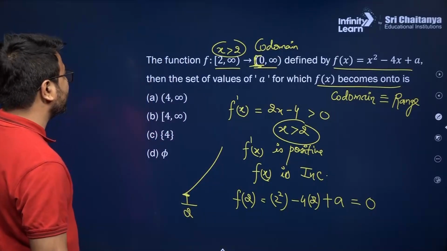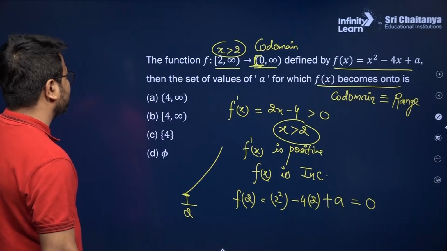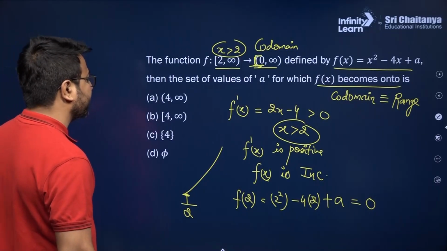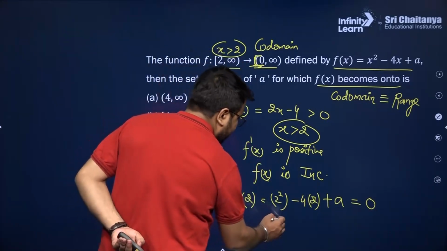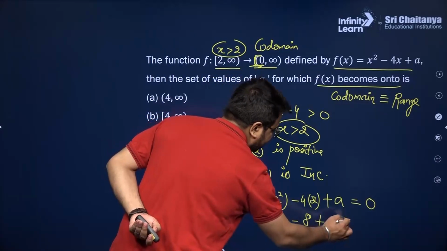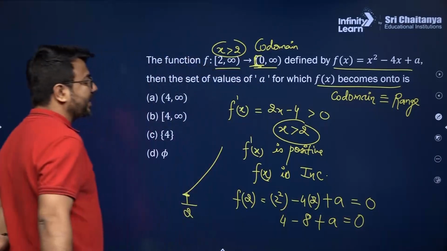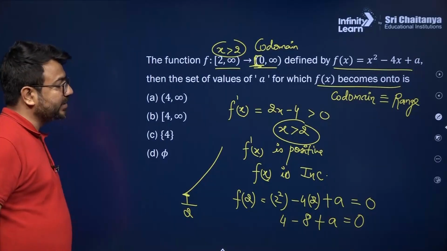It will be 2 square. Set of values of a. So here we have 4, here we have minus 8 and plus a. So we have 4, then minus 8, and then plus a is equal to 0.